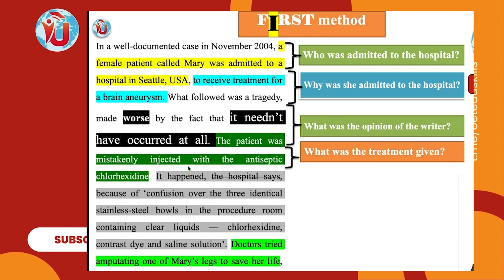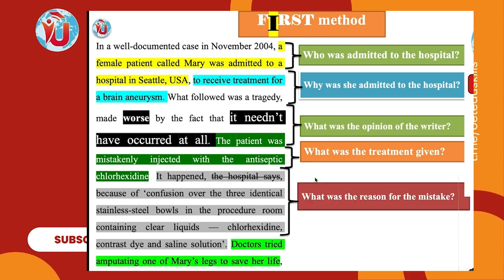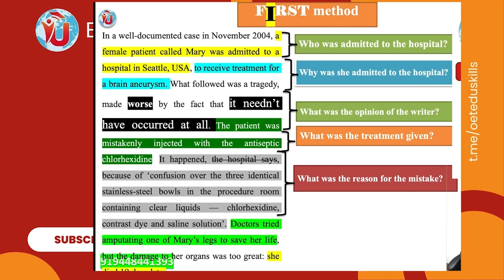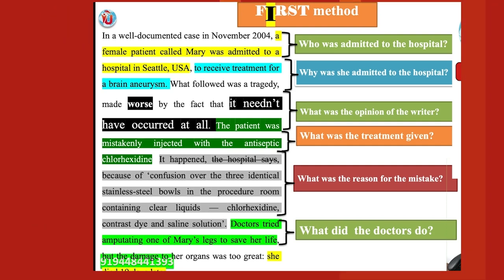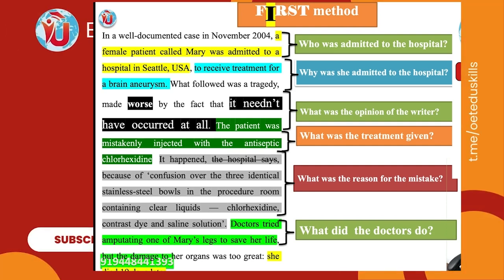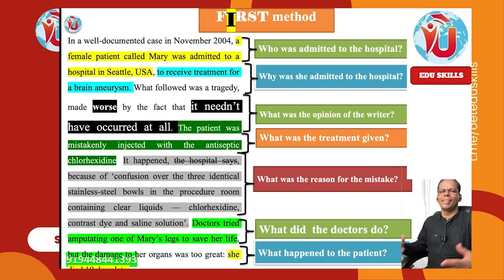What was the treatment given? The patient was mistakenly injected with the antiseptic. What was the reason for the mistake? In the procedure room, identical stainless steel bowls containing clear liquids. What did the doctors do? Doctors tried their best to save her life, amputating one of Mary's legs, which means they tried their level best. And what happened to the patient? She did not survive. Unfortunately, she died. This is how you develop a paragraph structure for your writing module.